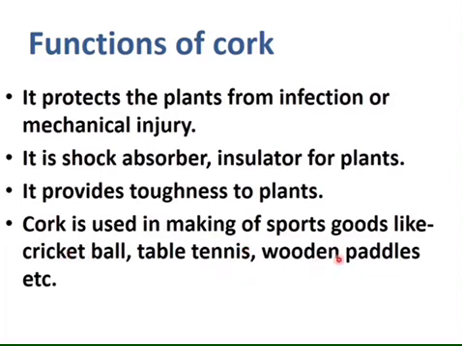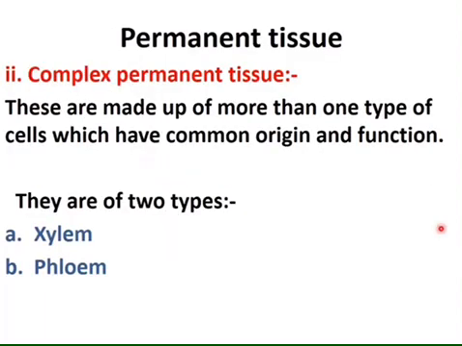Then the next function is that cork is used in making sports goods like cricket balls, tennis, table tennis, wooden pedals, etc. All these things are made up of cork. So these are all the functions of cork. So we have seen the structure and functions of cork.